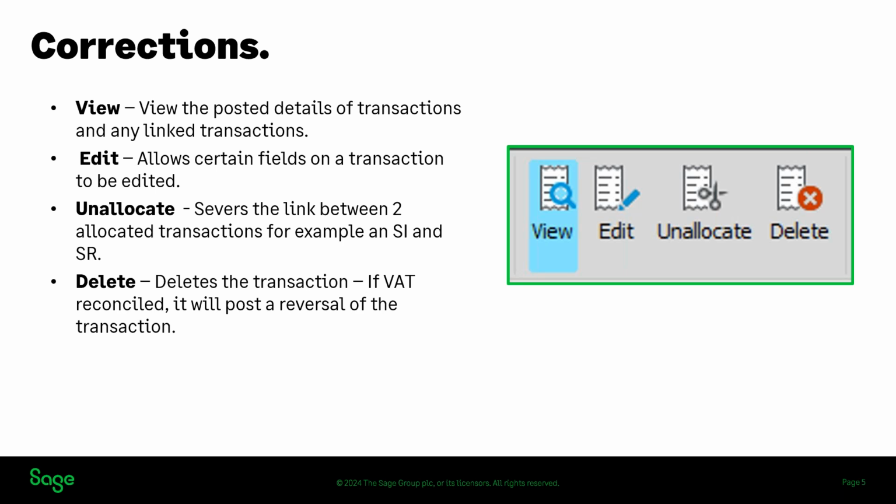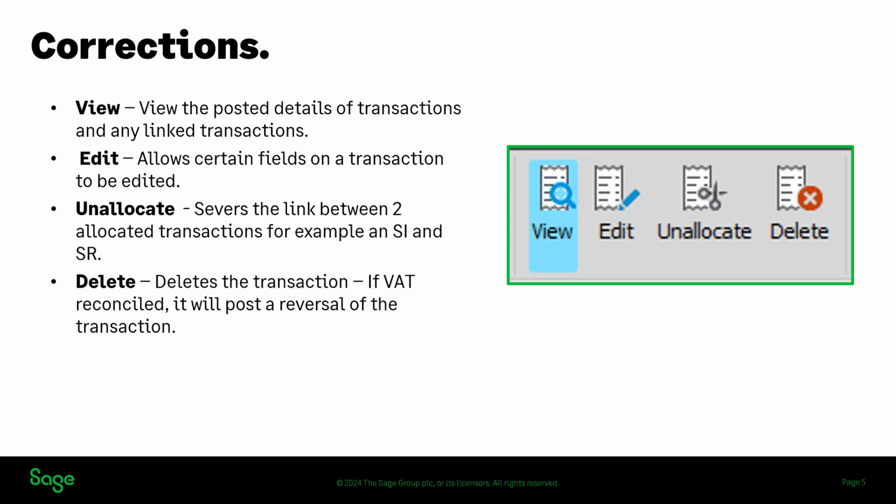Next, we've got unallocate. So the unallocate option has been with us a few years now. Previously, prior to this feature arriving, if you needed to unallocate a transaction, so for example, an invoice and a credit that have been matched together, you needed to delete one of them and repost them. And that just became a little bit of a pain. So what we do now have is the option just to sever the link between the two transactions, but allowing those transactions to still remain live in the software so that they can then be reallocated elsewhere.